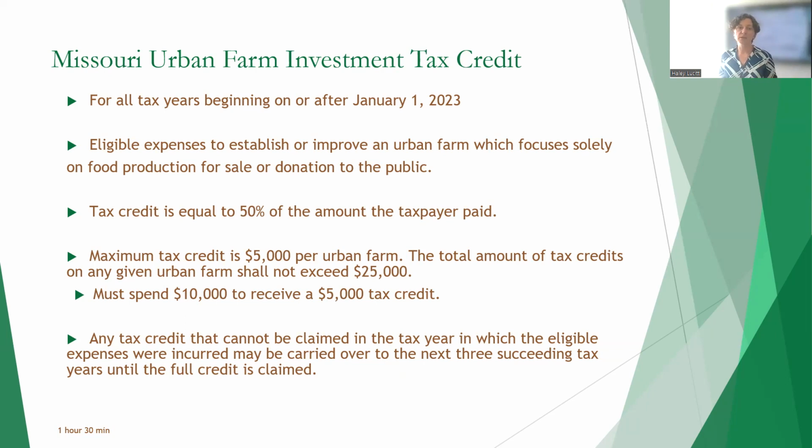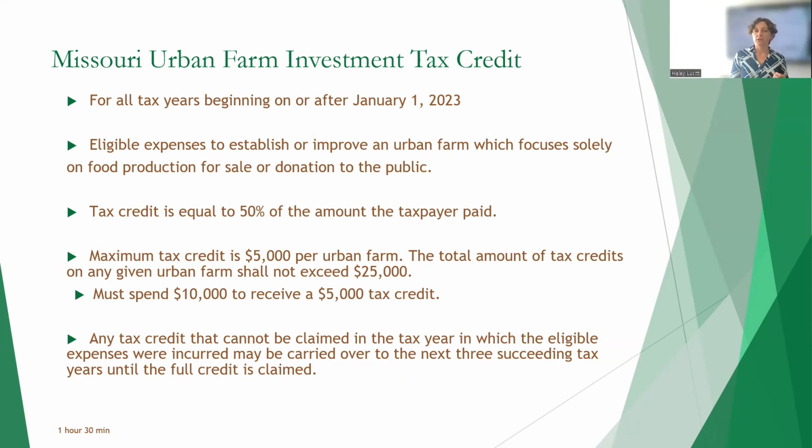You can have eligible expenses to establish or improve an urban farm which focus solely on food production for sale or donation. The tax credit is 50% of whatever your improvements or establishment cost. You can have a maximum tax credit of up to $5,000. So you will have spent $10,000 in order to get that $5,000 credit.